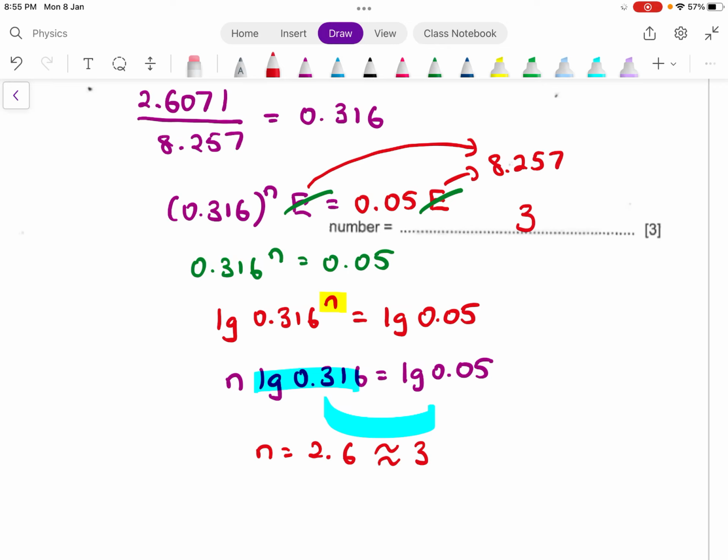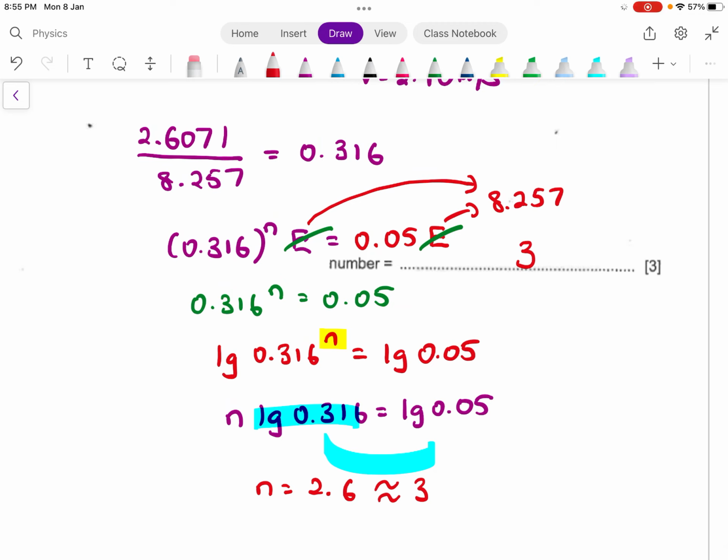For this part, I believe the difficult one is to actually determine this: 0.316 to the power n times E equal to 0.05 E. So that is how we actually do this question.